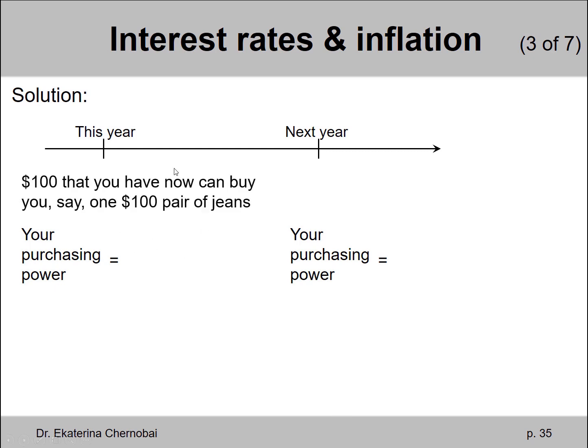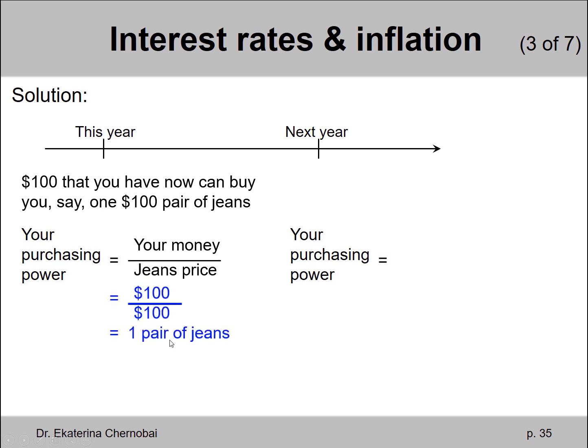For example, let's say you're buying jeans, and since we're talking about $100 to be put in your bank account, let's say to buy one pair of jeans today, you would need to spend $100. So what is your today's purchasing power in terms of pairs of jeans? You have $100, you divide it by the price to buy a pair of jeans, so 100 divided by 100 gives 1. The purchasing power of your $100 today is 1 pair of jeans. You can use $100 that you have now to buy 1 pair of jeans, right?